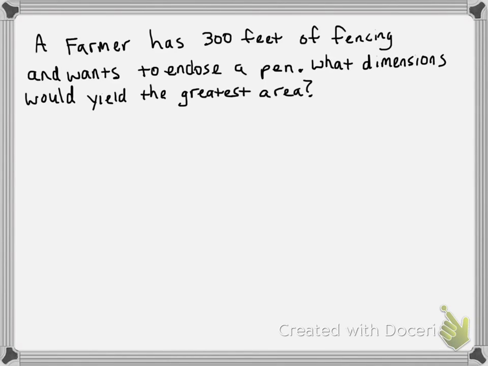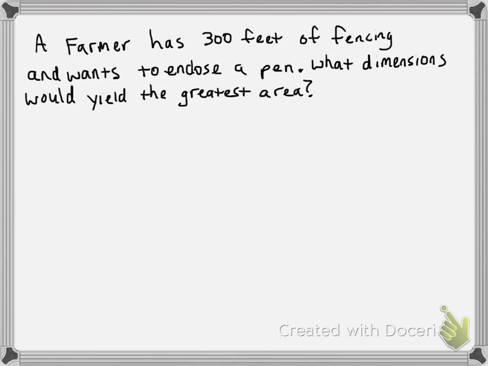All right, so this is going to be another optimization problem. The only difference is that we're actually going to work with it within the context of an actual situation. So now we've got this farmer. He's got 300 feet of fencing, and he wants to enclose a pen. Now we want to say what dimensions would yield the greatest area?